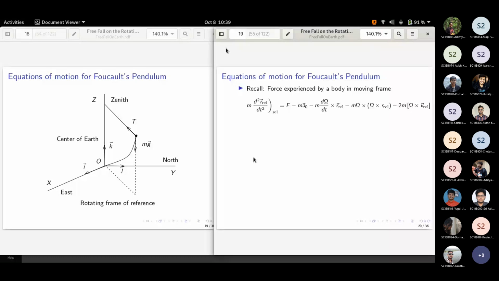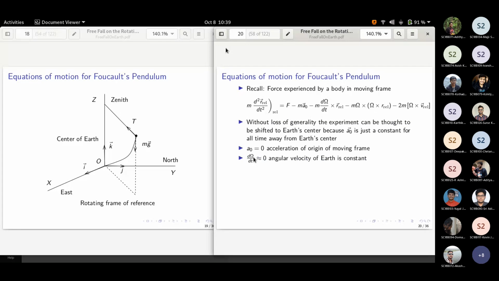So A naught is going to be 0 now. Without loss of generality, the experiment is thought to be shifted to the center of the earth. Since A naught is going to be a constant, it's not going to change anything. So A naught is 0 since we have moved it to the center, anyway A naught is 0.